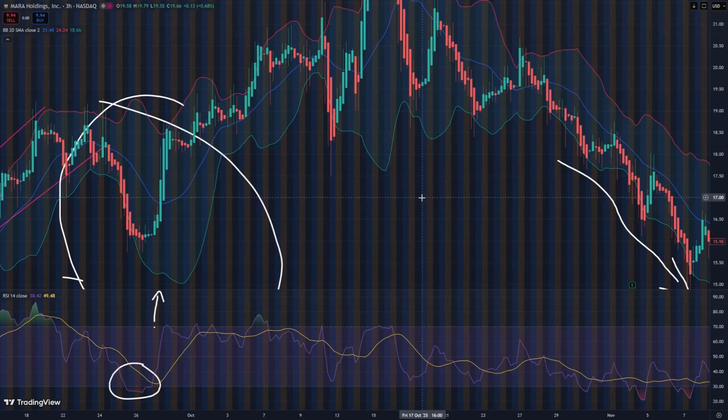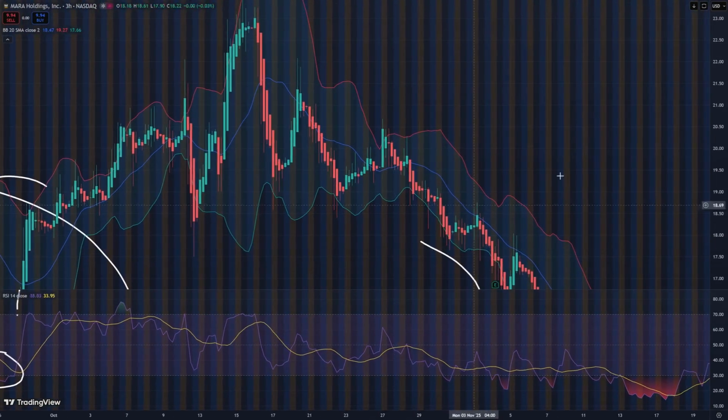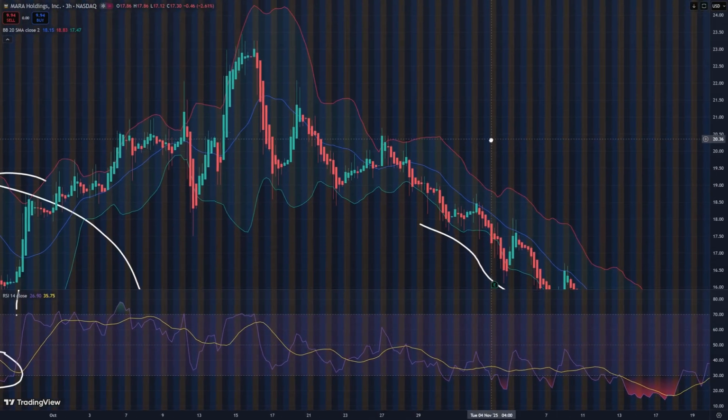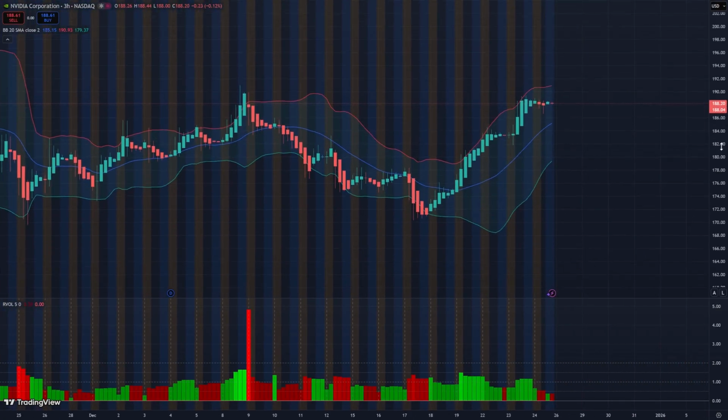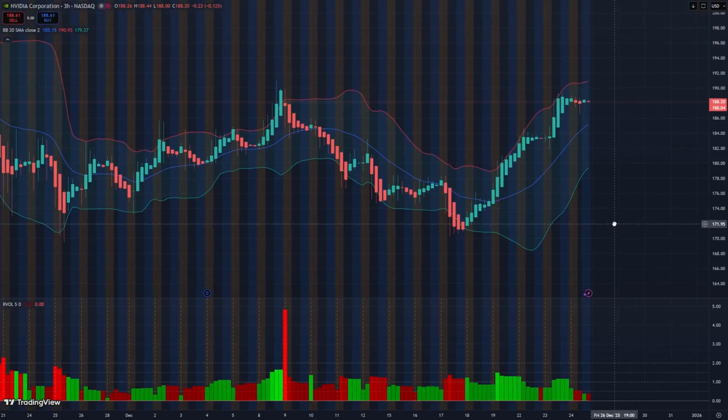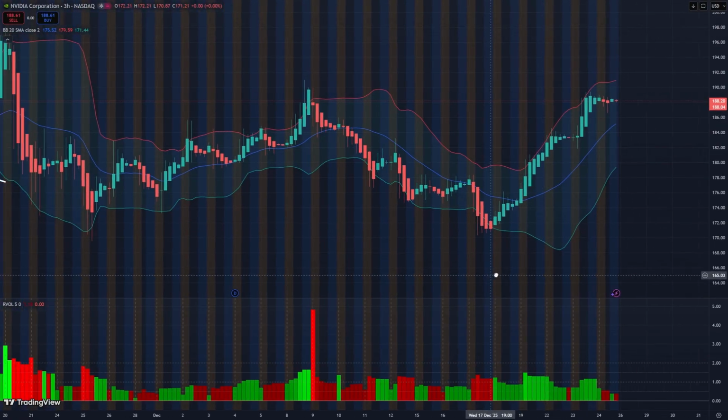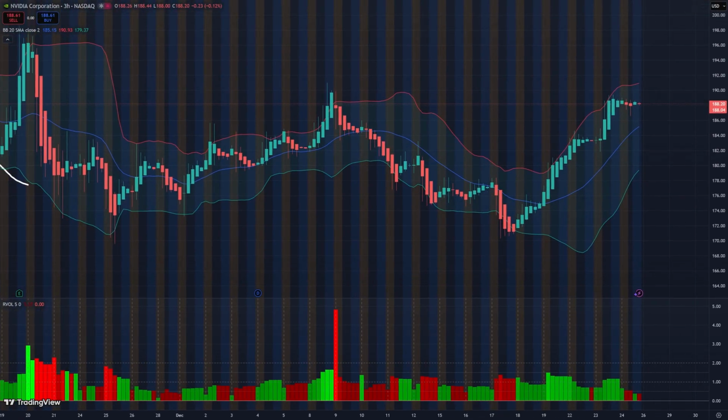So Bollinger Bands show you where price is stretched. RSI tells you whether momentum agrees. Volume tells you whether emotion has peaked. When all three line up, probability shifts. That's not prediction, that's structure. And that's how professionals use Bollinger Bands with options.